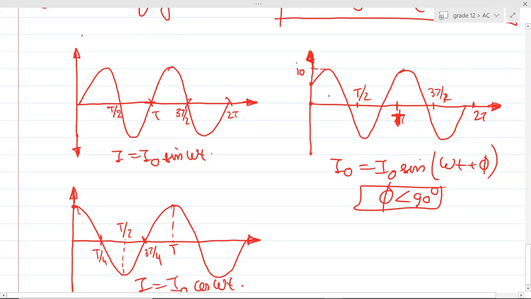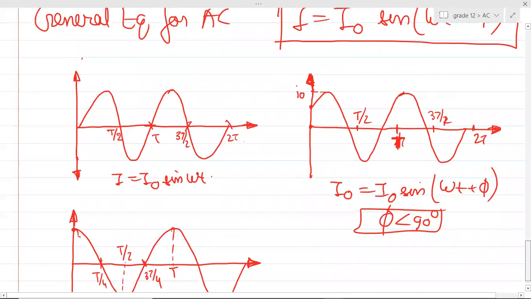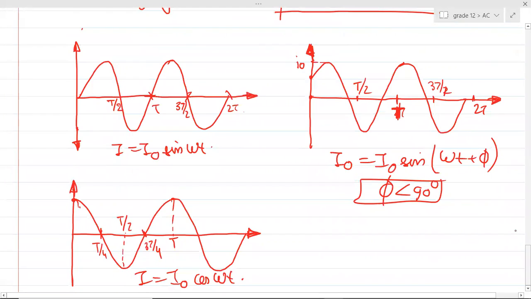For now, just remember that whenever it is sine, it starts from the mean position. Whenever it is sine of omega t plus phi, it starts from somewhere in between. And whenever it is cos, it starts from the extreme. Just remember the graph as of now. Is it clear, guys? In this general equation, let me tell you what each term means. Are you done with drawing the diagram? Once you're done, just tell me.